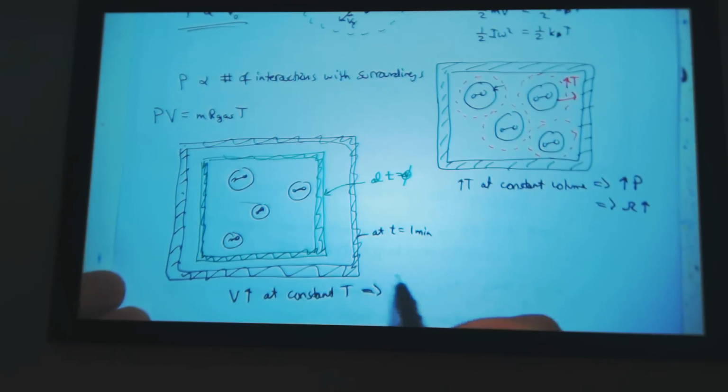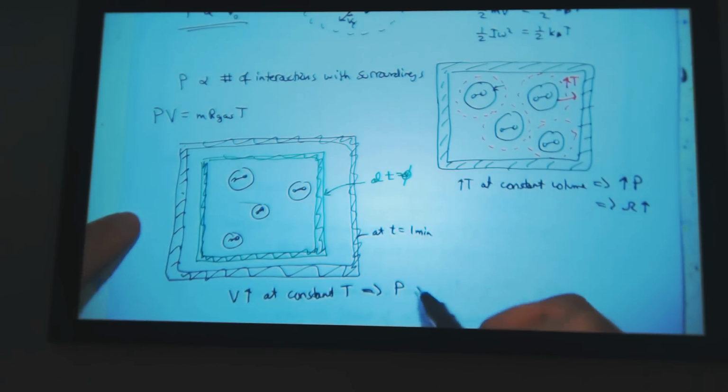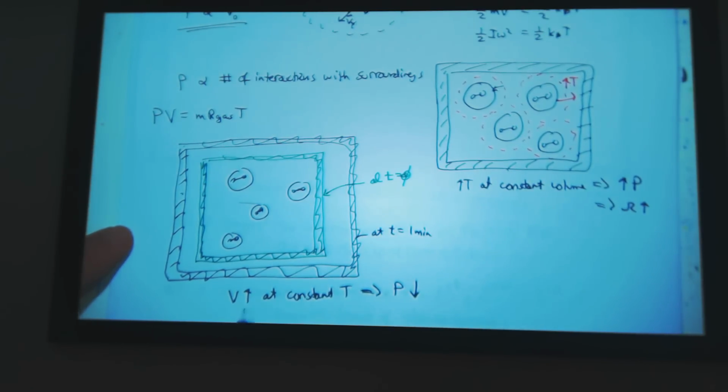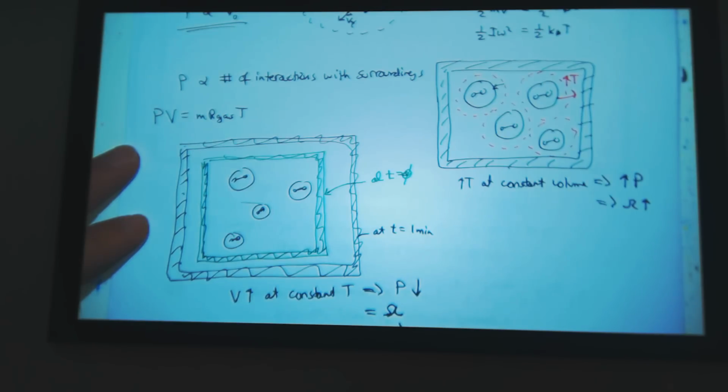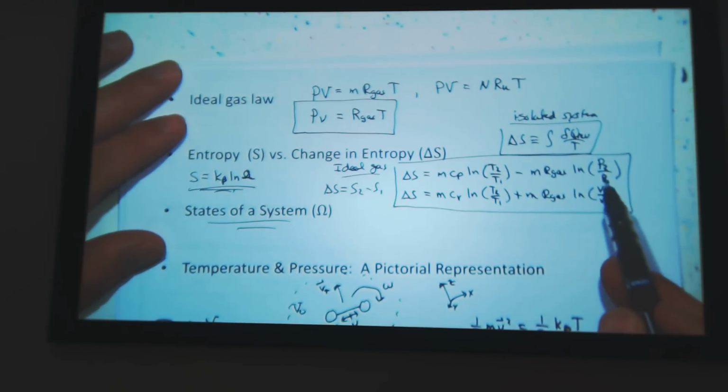What happens in this case? Volume increase at constant temperature. The pressure goes down. What happens to omega? Pressure goes down. Increase volume at constant temperature. Pressure goes down. Omega. You sure? If the temperature doesn't change, it stays the same, right? Look at this one here.